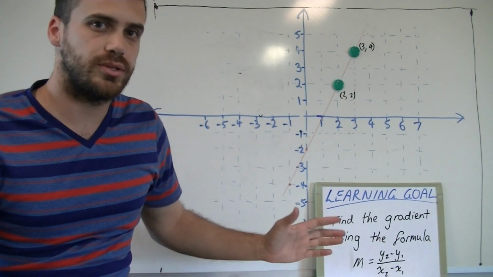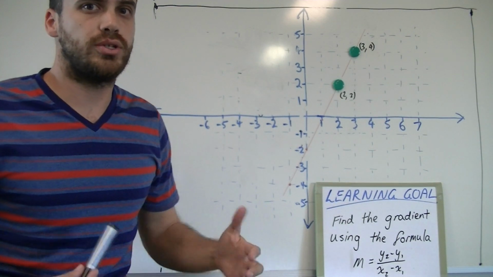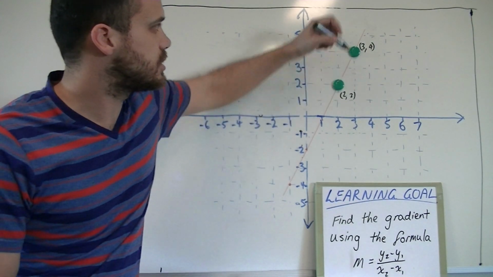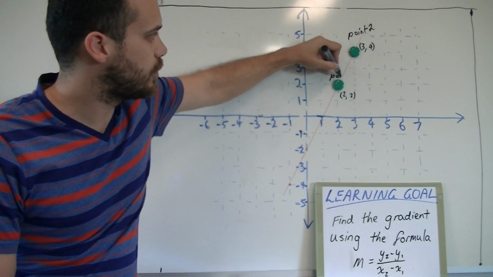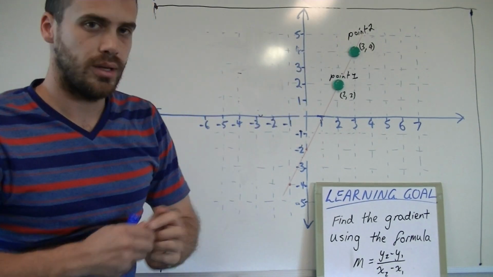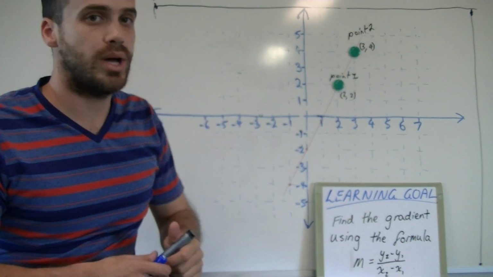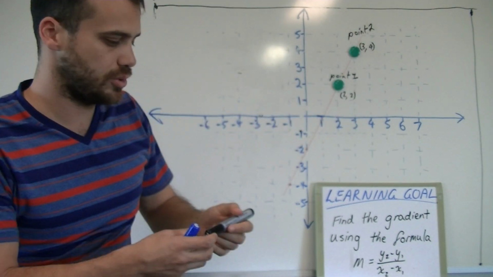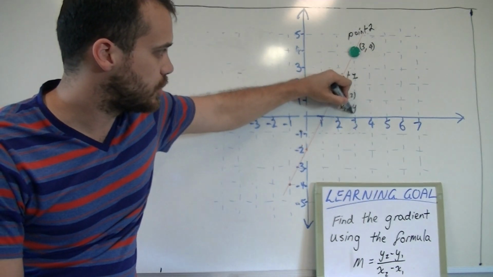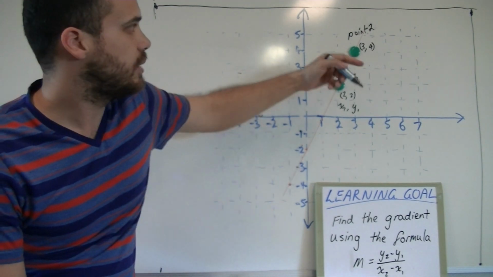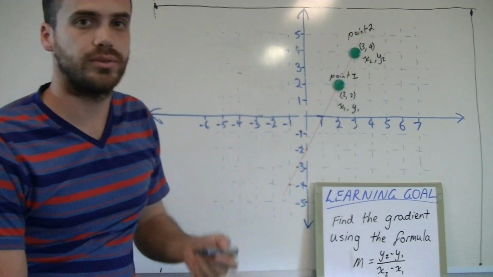Now, the next step here is to name your points, point 2 and point 1. It doesn't matter which one you label, point 2 or point 1, as long as you're consistent. So I'm going to call this point 2, and I'm going to call this one point 1. Now, within point 1 and point 2, you have an x coordinate, which we can call x1 in point 1, and a y coordinate, which we can call y1 in point 1. In point 2, you have x2 and y2.